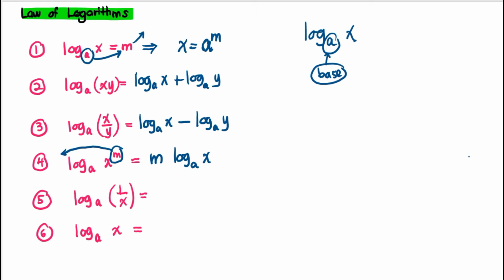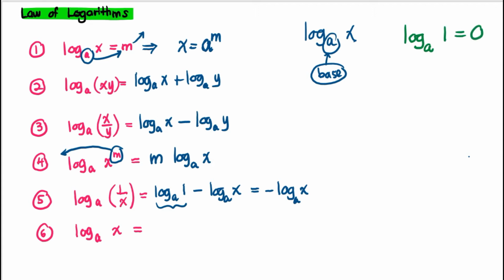And if you have log of 1 over x base a, this is actually equal to log of 1 base a minus log of x base a. We should know that log of 1, any base, will become 0. So 0 minus this one is actually negative log of x base a. We should bear in mind the rule that if we have log of 1, no matter what base, it will become 0.